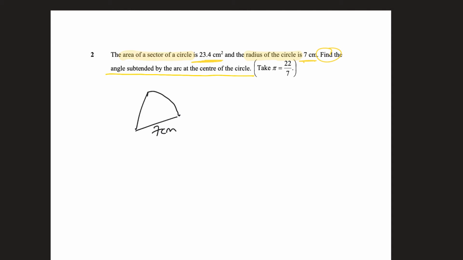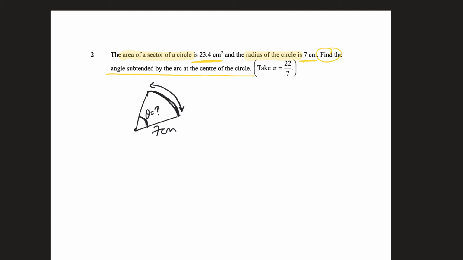And now it says find the angle subtended by the arc. What is the arc? This is the arc. Remember, we can also call this the arc length, the length of that arc. So this is the arc, and it's saying, can we find this angle? Let's call it theta, put a question mark, subtended by the arc at the center of the circle. So that's why it's just this angle that we are familiar with. And this angle is at the center of the circle over here. That's why it says at the center of the circle.